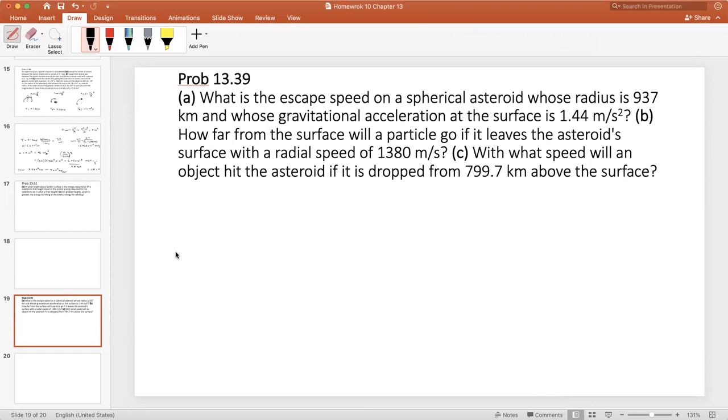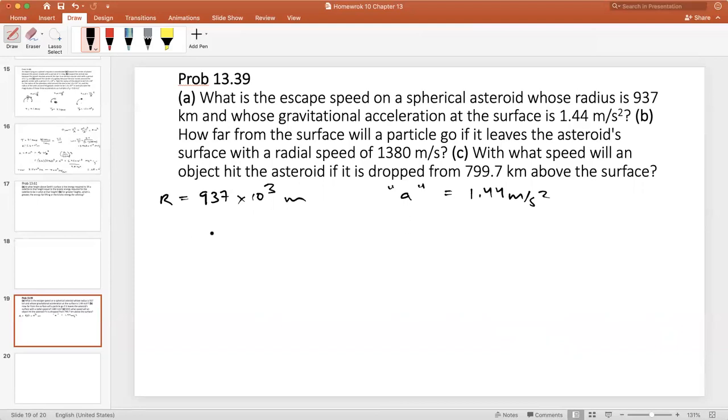First things first, what did they give us? They gave us 937 kilometers in radius. So the radius of the asteroid is 937 times 10 to the third meters, okay? And A at the surface, right, is 1.44 meters per second squared. However, this isn't useful yet. We need to make it something useful.